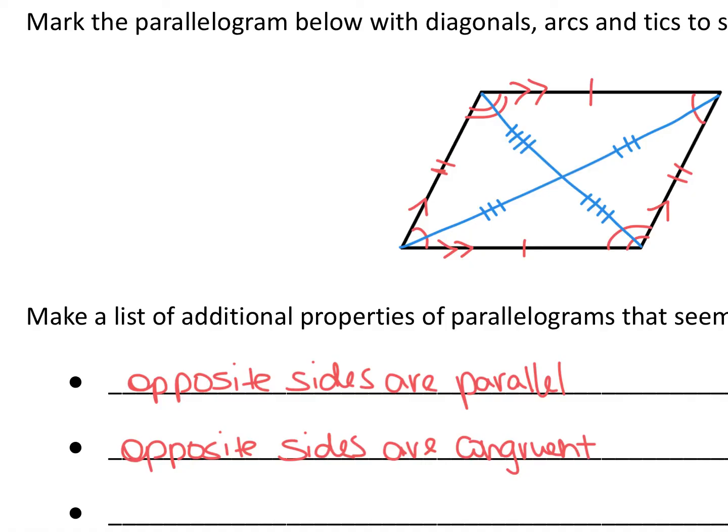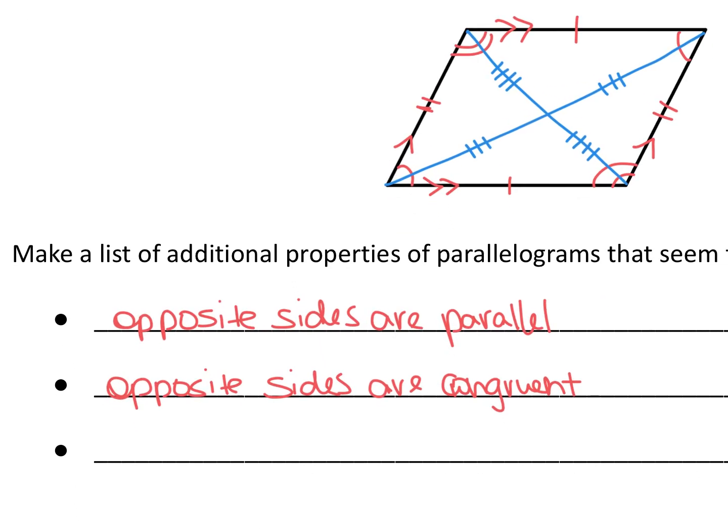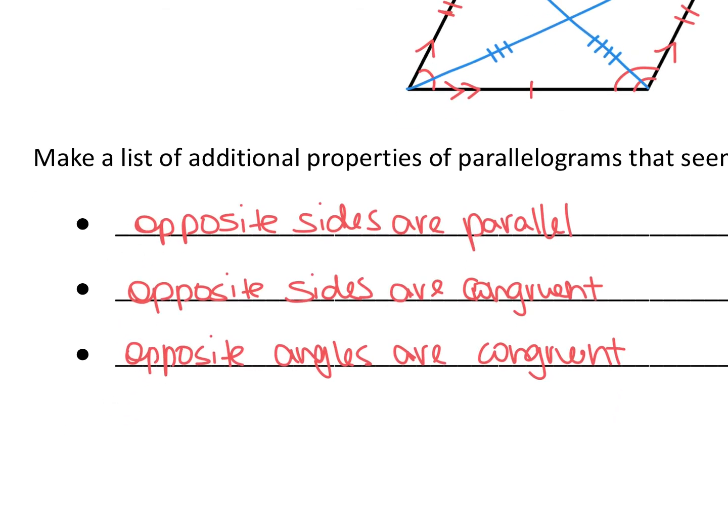Okay. And then we move on to, let's do opposite angles, right? Those opposite angles were congruent. Opposite angles are congruent. And then we had one more. The last one was about the diagonals. The diagonals bisect each other. So this should really have 4 bullet points.